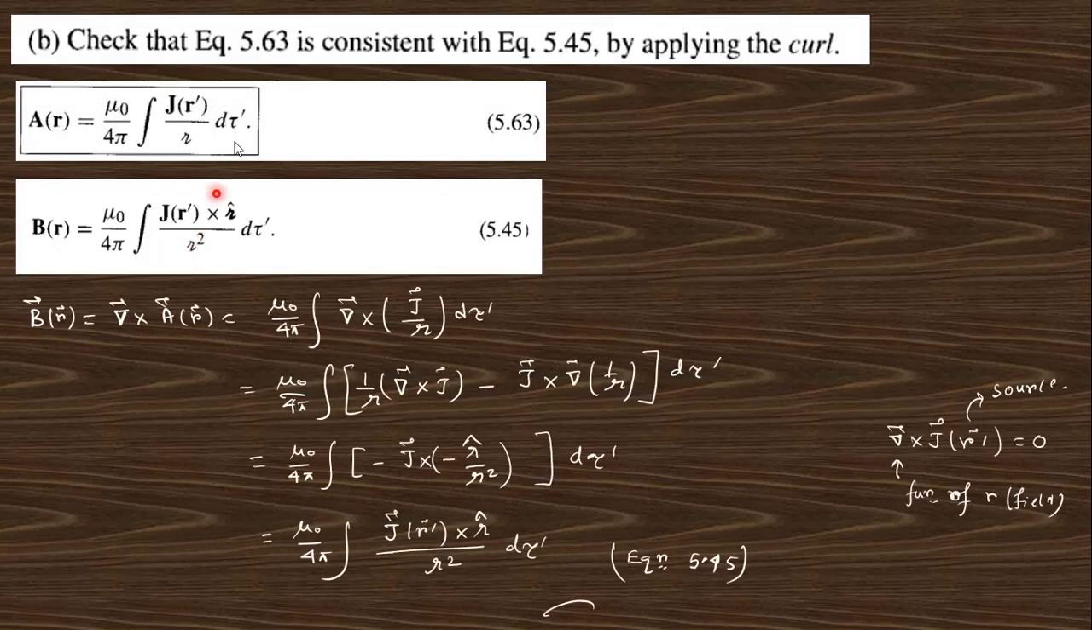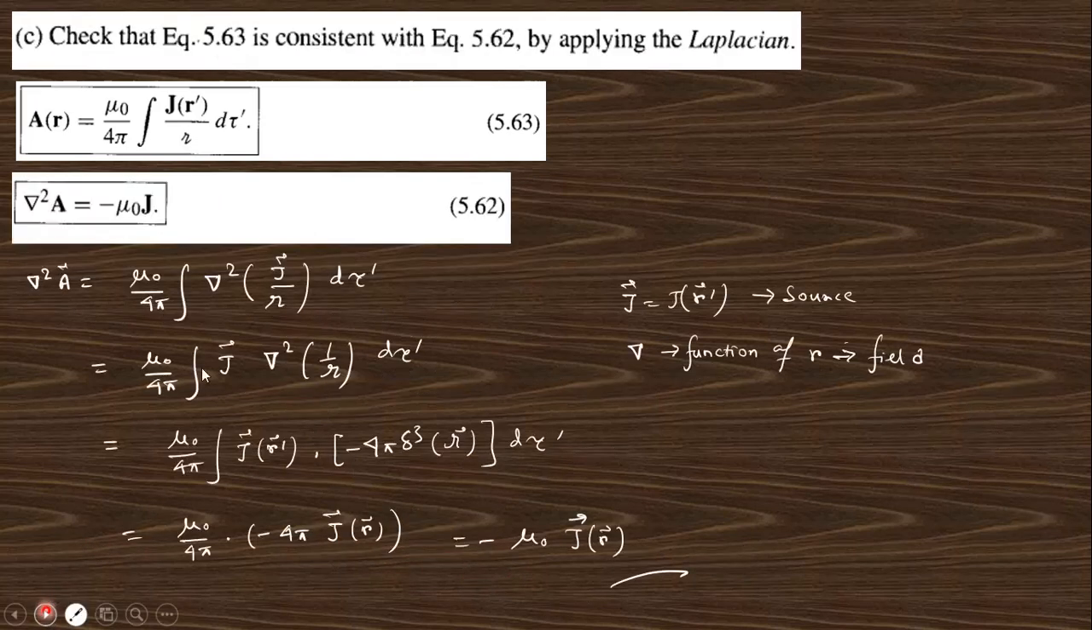Next one: equation 5.63, and by applying curl, you need to check this vector B. So curl of A, by a similar process, you take this one and the vector identity, and here you can say this source term will be 0 for the source coordinate, and this is the field coordinate, and this can be written like that. Then rearranging you will get this expression. So this is consistent with that one. Go to the next one.